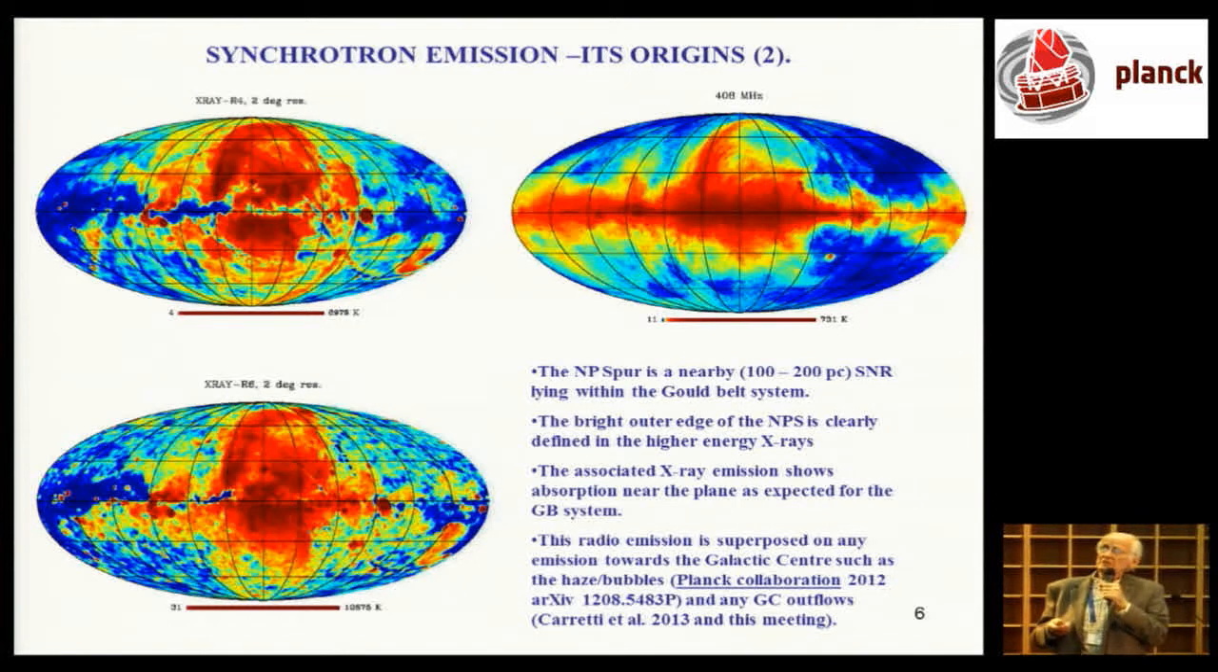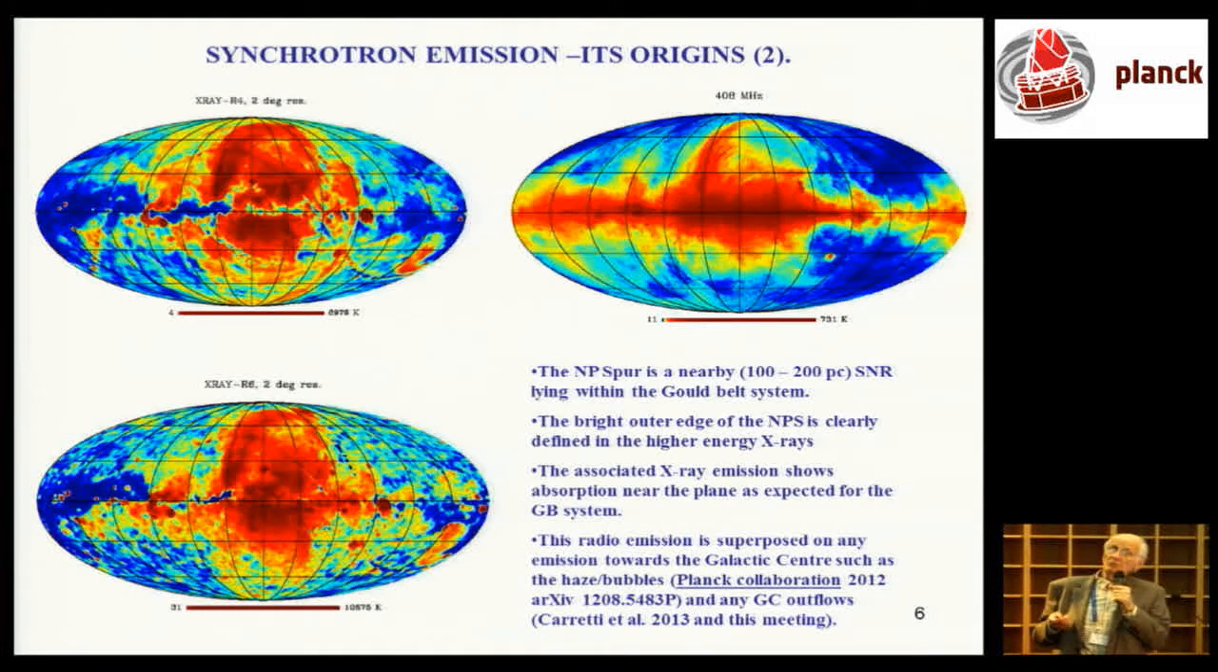Now, the major feature that we see is the North Polar Spur. There's this feature up here, and it has now had its distance measured in a number of ways, and it's somewhere between 100 and 200 parsecs. That's very much a foreground feature, quite distinct from the haze, which is probably on a galactic scale, and we really don't know what the distance of a lot of these other features are, and that's one of the things where, with much higher sensitivity in the polarization, we may be able to say something from the Planck data.